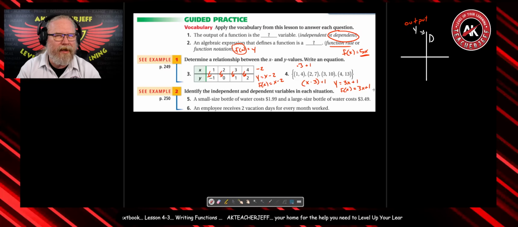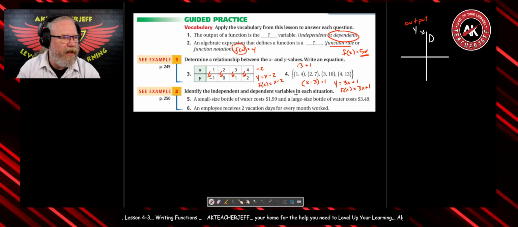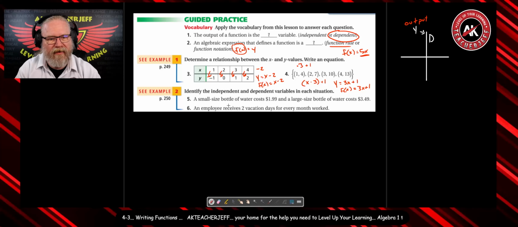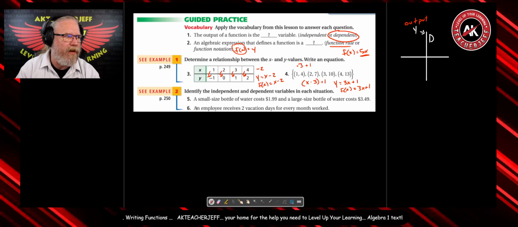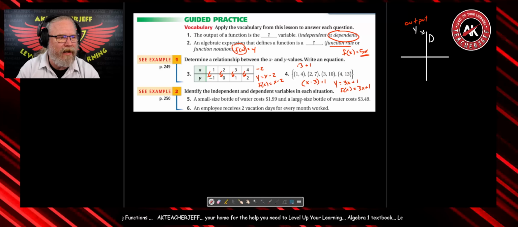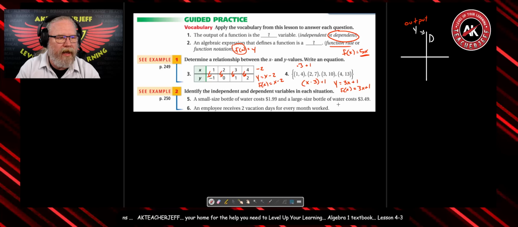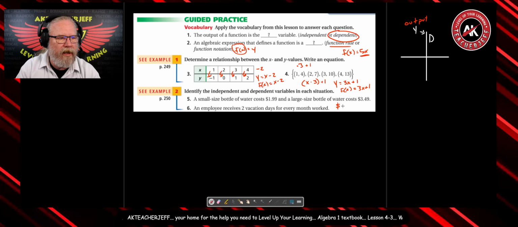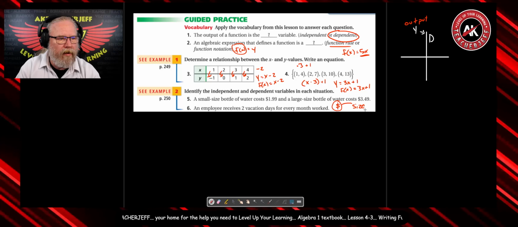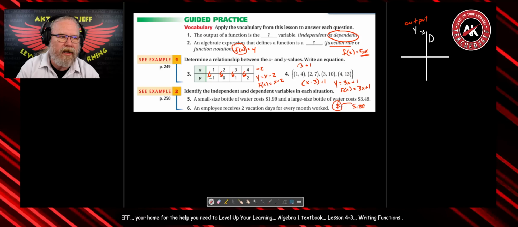I had to pause for a little bit. It took me a little bit to figure that one out. But identify independent and dependent variables in each situation. Remember, the independent variable causes the dependent variable. A small bottle of water costs $1.99 and a large bottle of water costs $3.49. So the dollar amount is dependent on the size, that is to say, the size determines the cost.